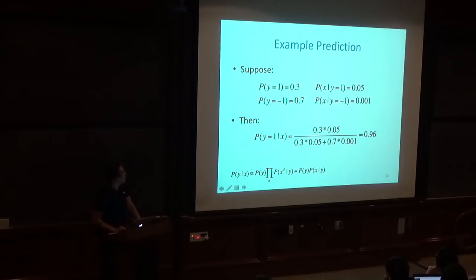Then, given that we observe this x, the probability that y equals 1 is approximately 96% by doing this Bayes rule computation. So even though the probability of y equals 1 generating this x is small, only 5%, the probability of y equals minus 1 generating this x is much, much smaller. And that's why, if we do happen to observe this particular x, the probability that y equals 1 is 96%.